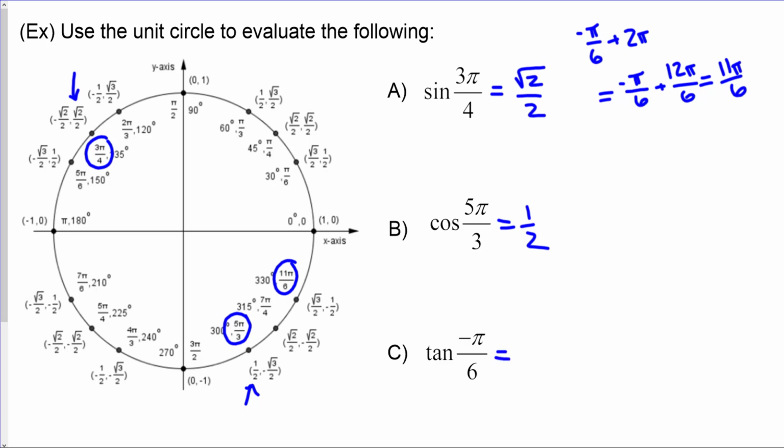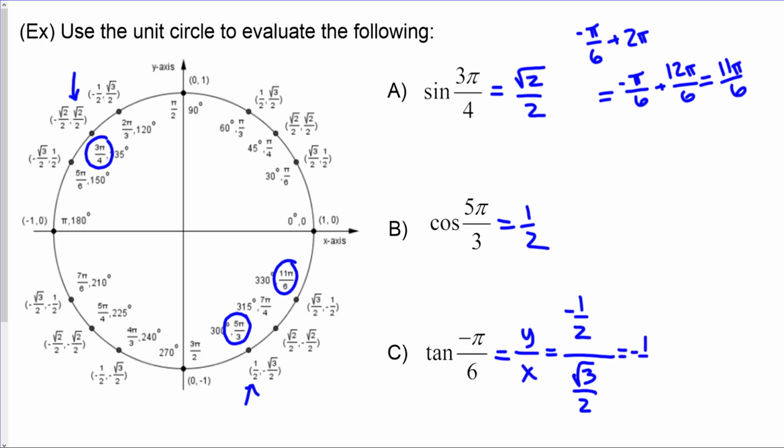So that means the solution here is, remember, tangent is y over x. So the y coordinate is negative 1/2. The x coordinate is negative square root of 3 over 2. And I just need to simplify this fraction.